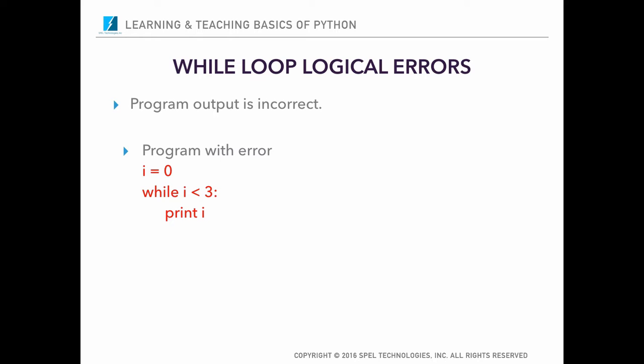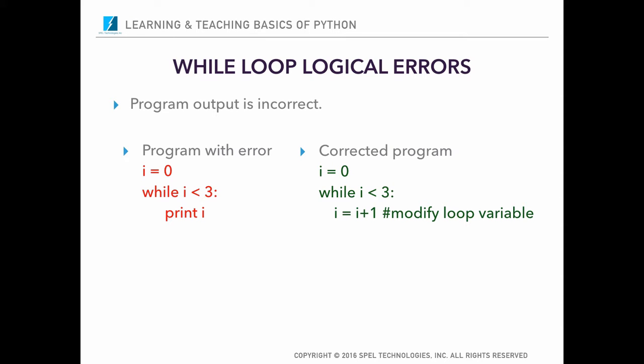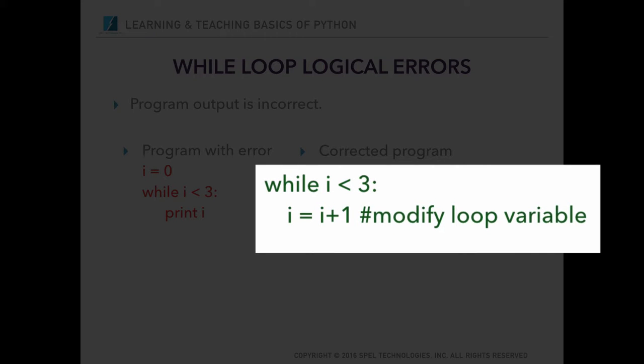So you must modify the loop variable in your program. For example, here you can see the corrected program. Within the loop body, we are modifying the loop variable. Let's read this again. i equals 0, new line, while i less than 3, colon, new line, 4 spaces, i equals i plus 1, new line, 4 spaces, print i. So we have added a statement here which is incrementing the value of i inside the loop. Every time the loop executes, i will be incremented by 1.